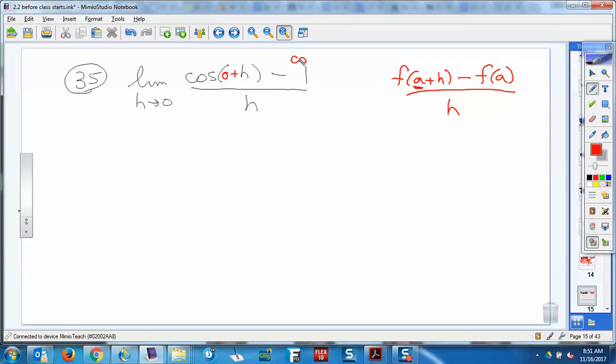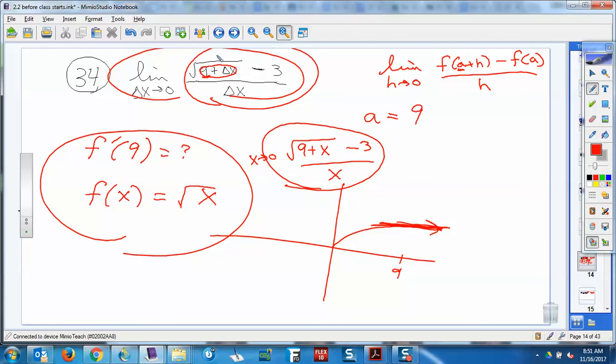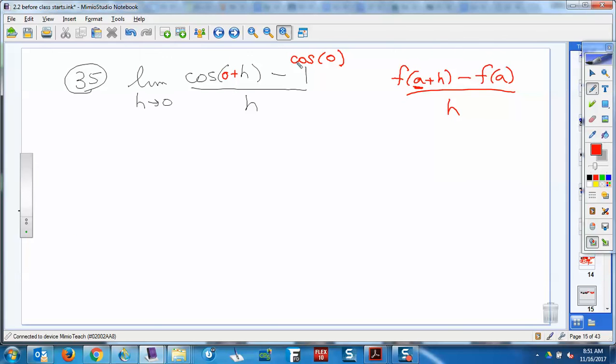And then that means this would be cosine of 0, right? F of a. Well, what's cosine of 0? 1. Just like over here, this is square root of 9 plus x, and then this would have been square root of 9. F of a. Square root of 9 is 3. So that's why there was a 3 there. Okay? This is cosine of 0. So this is cosine 0 plus h minus cosine 0 all over h.